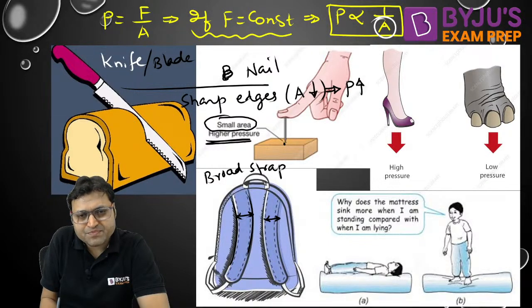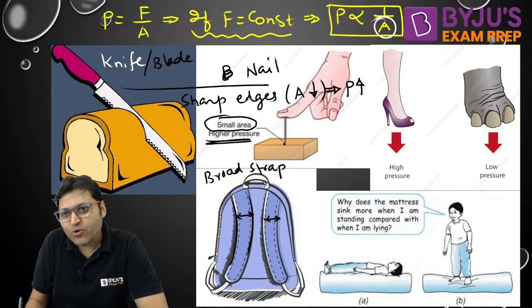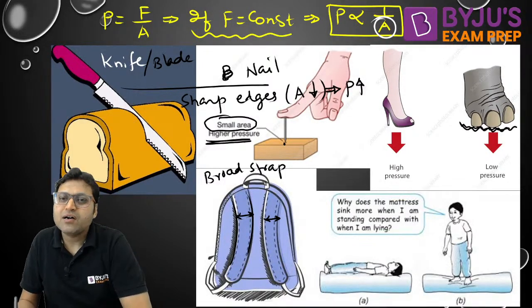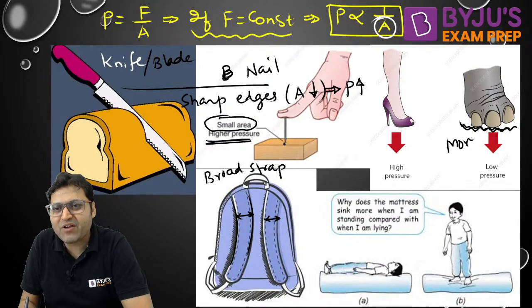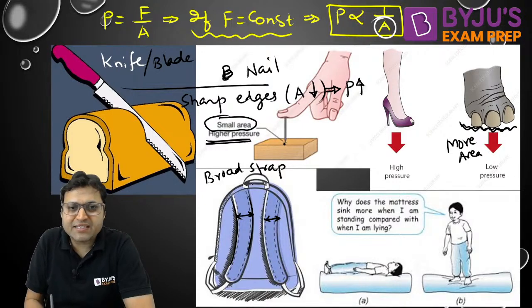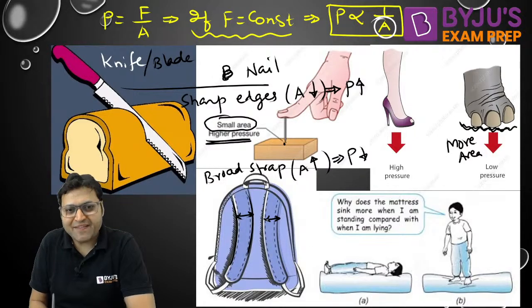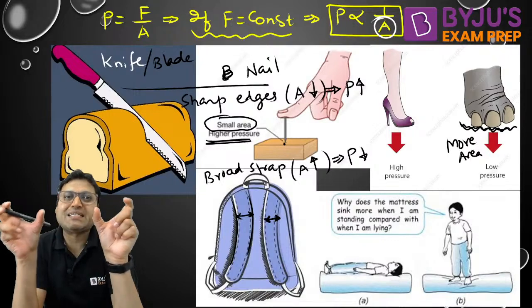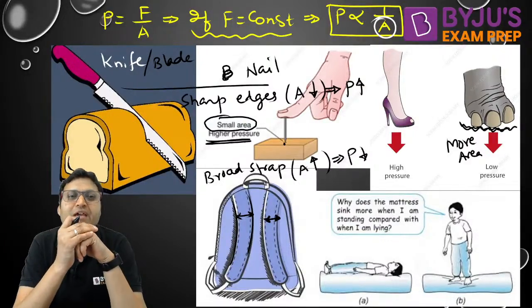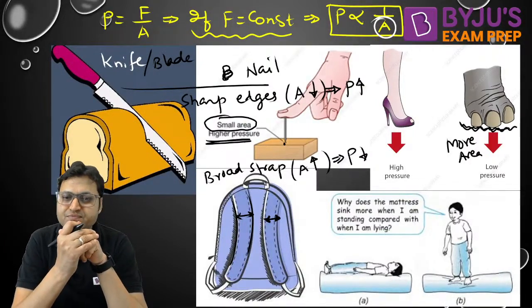Broad strap. Or you can see the width of the feet, the feet area is more. If area is large, then the pressure will be less. And that is the reason school bags are having the broad strap, so that we feel less pressure. Are you getting it?